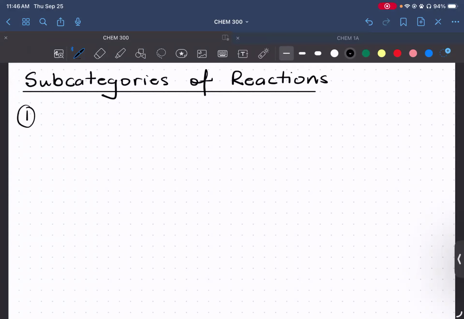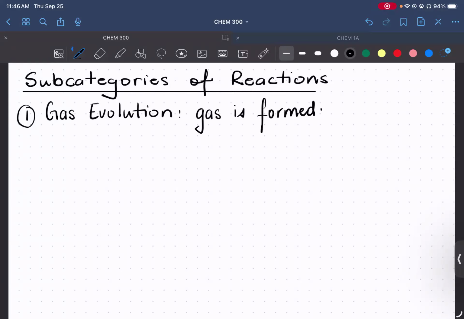For example, the first one we'll talk about is gas evolution. In gas evolution, a gas is formed. So take, for example, the following reaction between, let's say, magnesium solid and HCl aqueous. All right, first we're going to predict products.